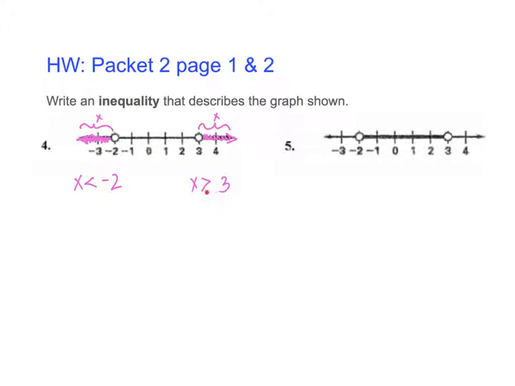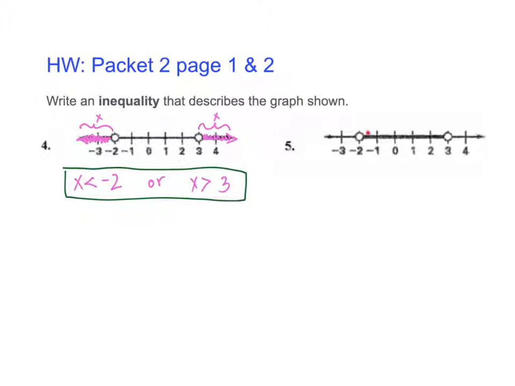Now, because there are 2 inequalities here, we have to combine them using OR. Okay? Because x could be in this region or it can be in this region. So that's it. All it wanted was the inequality, and now we have it.